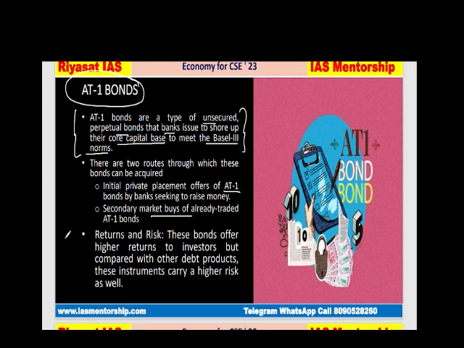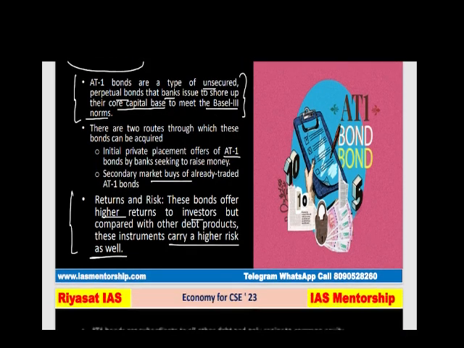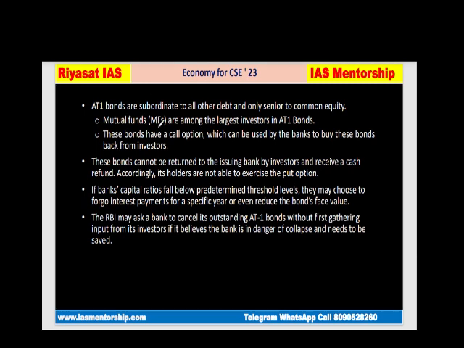Okay. Returns: these bonds give higher returns to the investor, but compared with other debt products, these instruments carry high risk as well. It is high risk, therefore you get high returns. Clear? I hope this point is clear to you. Basically, these are subordinate to all other debt and only senior to common equity. Mutual funds are among the largest investors in AT1 bonds.